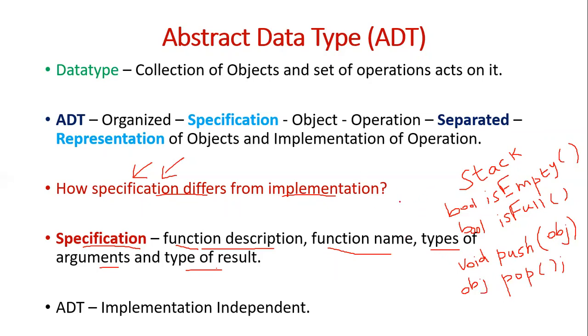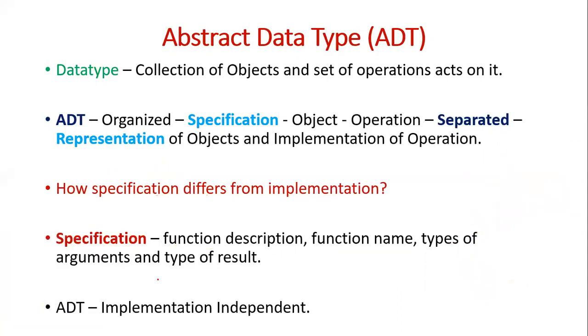An abstract data type will have a description of that particular data type, and it will have all the functions: what the various functions are, what arguments they take, and what the return type is. And the ADT, the abstract data type, does not bother about the implementation. It only bothers about the specification. The abstract data type only specifies that particular data type. This is how the data type should behave.